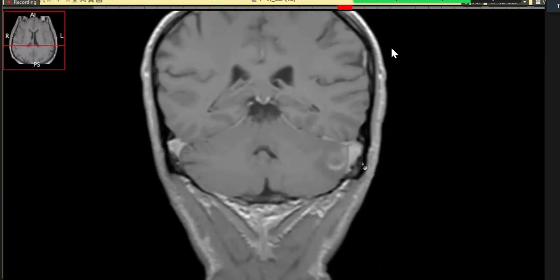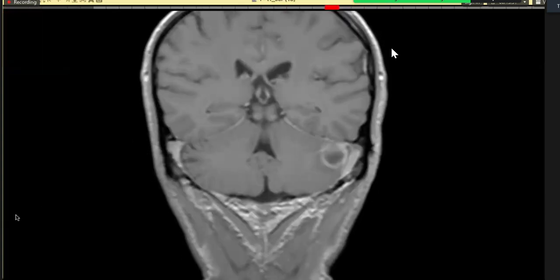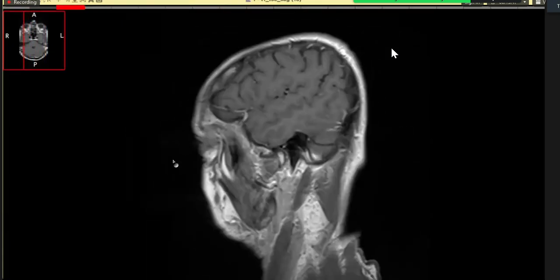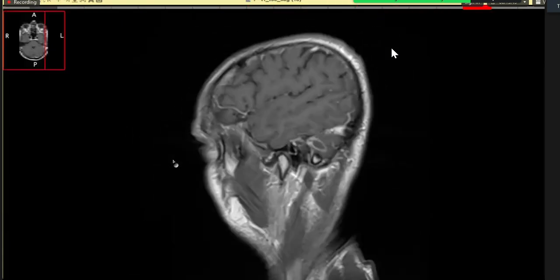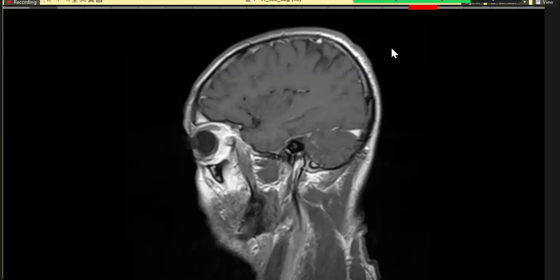There was an abscess there, and this was actually an extra axial abscess. It was sitting just outside the cerebellum, touching the meninges. It was extra axial. Okay, thank you.